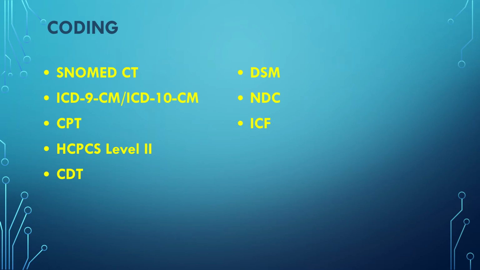The DSM, Diagnostic and Statistical Manual of Mental Disorders. I know DSM, Diagnostic and Statistical Manual. They don't include the mental disorders part in the initials. But the DSM is used by psychiatrists to fully explain mental and behavioral disorders. The NDC is the National Drug Code administered by the Food and Drug Administration in the United States and identifies drug products. And last but certainly not least is ICF, the International Classification of Functioning, Disability and Health, relating to reporting disabilities.